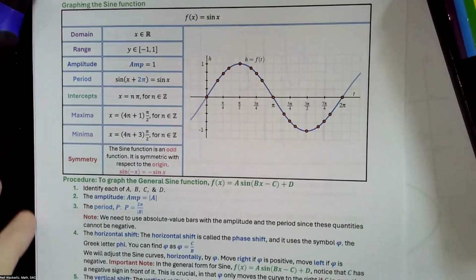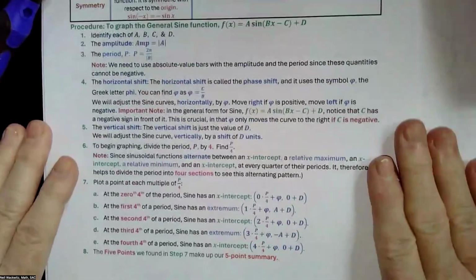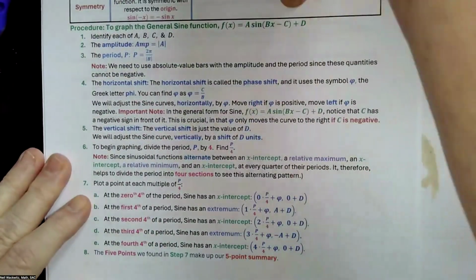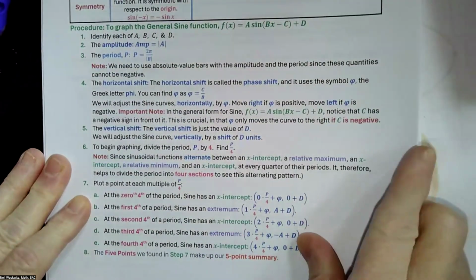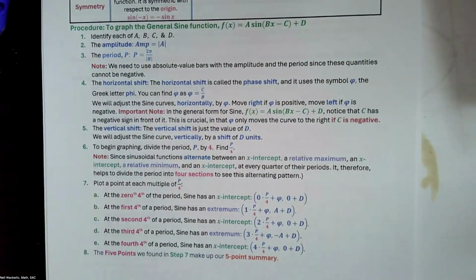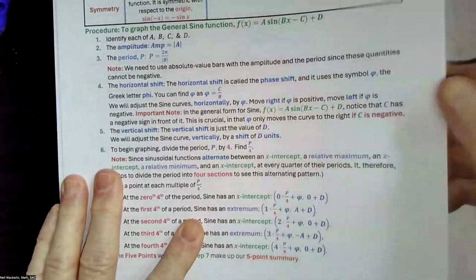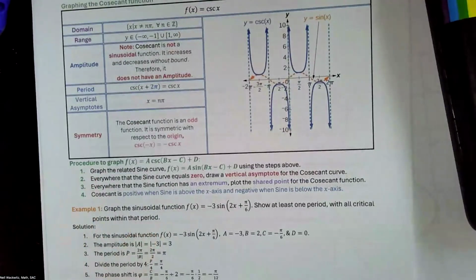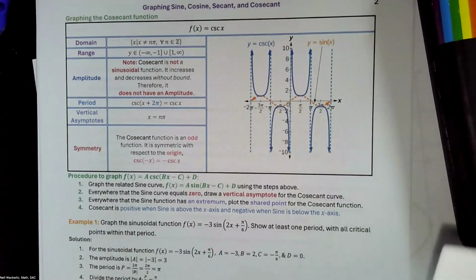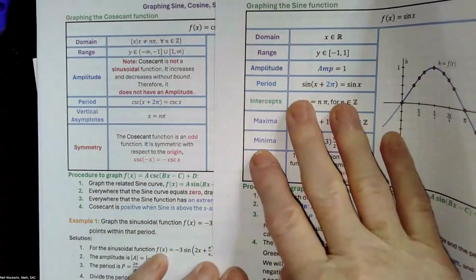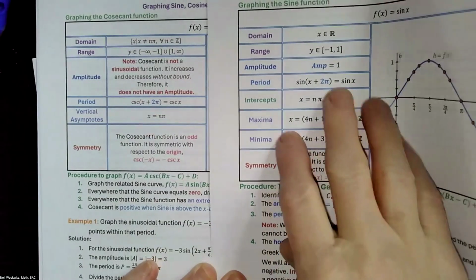So in light of all of those things, and in light of these instructions that we have for graphing the sine, let's see, which function was it that was the reciprocal of sine? Cosecant. Okay, good. So let's look at graphing cosecant, because we're going to use this information that we have for sine.